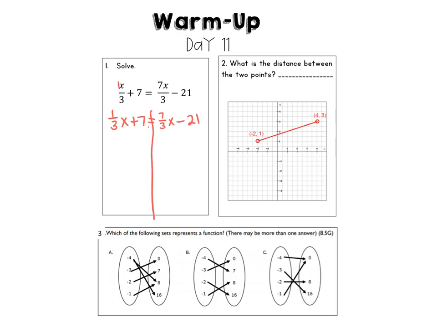And once it's written this way, then we can start moving our pieces around like we've been doing throughout the school year. So we're going to start by adding 21 to both sides. That gives me 1/3 x plus 28 is equal to 7/3 x. And then we're going to move that 1/3 x over to the other side by subtracting it. We're not going to fear the fraction. You are just going to follow those steps. The 1/3 there is positive, and the opposite of something positive is something negative.